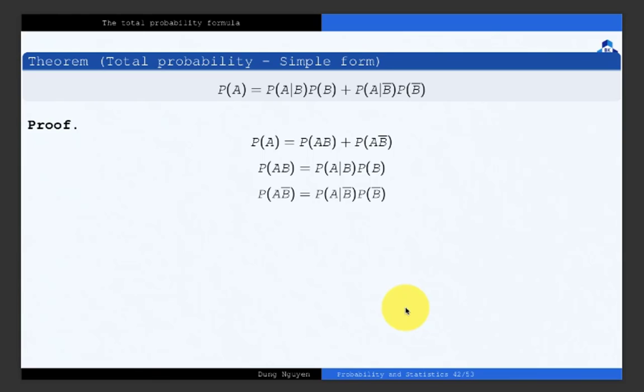And the same for the second term. The probability of A B bar is the probability of A given B bar times the probability of B bar.